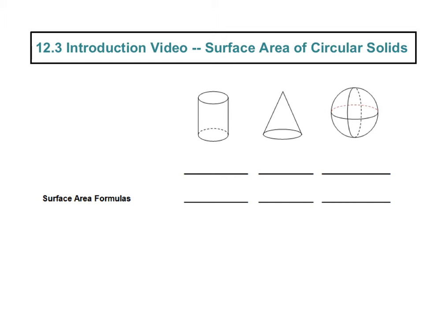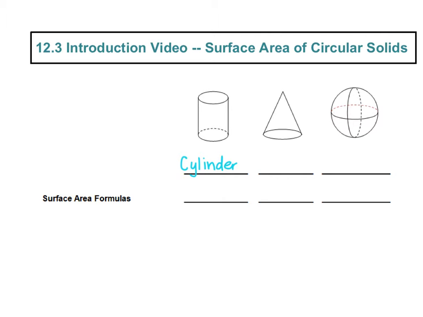In 12.3, we're going to move on to circular solids. So our first one is called a cylinder. A cylinder looks kind of like a prism. You can see there's two bases, but the bases are circles. So if you have bases that are circles, they're going to be congruent and parallel to each other. We call that a cylinder.